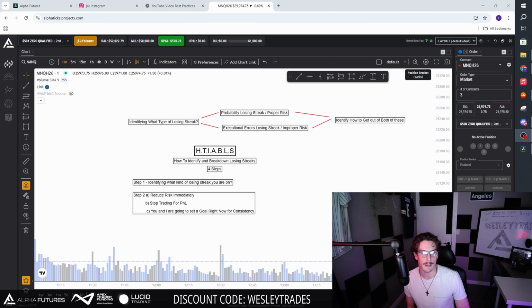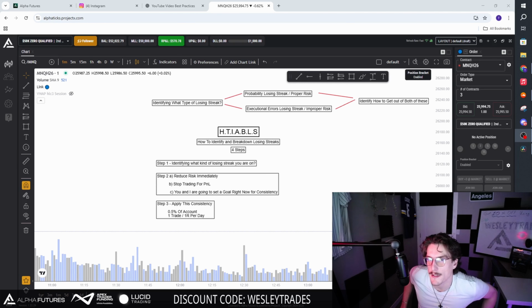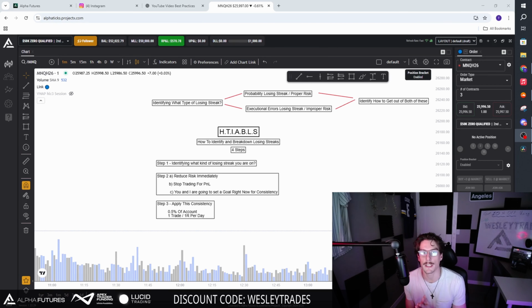Step 2C, you and I are going to set a goal right now for consistency. And this is going to lead into step 3. All right, forgot to say this at the start, but please make sure that you are taking notes. I promise it helps. We're now on step number 3. This is our consistency goal. In this goal, we're going to trade 0.5% of your account and treat that as one risk. We are going to make that 1R, one risk, one trade a day until we break this losing streak.